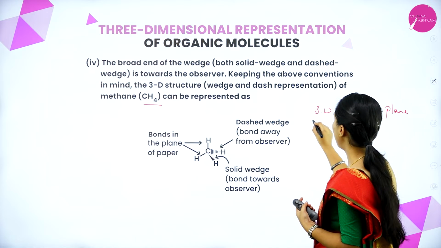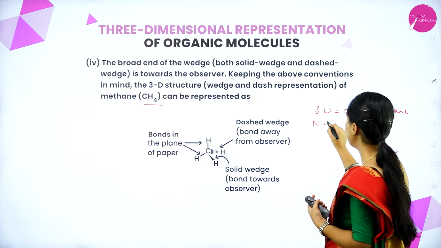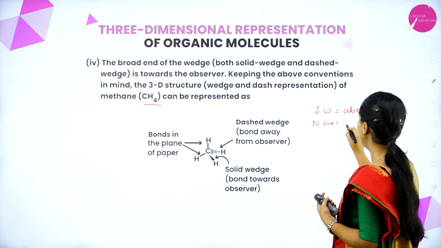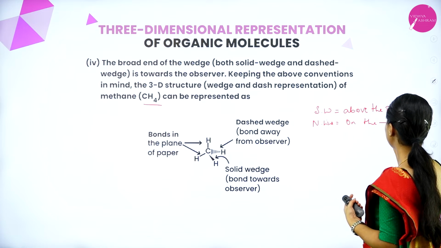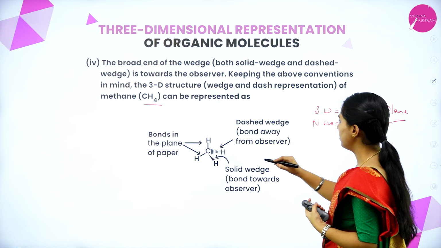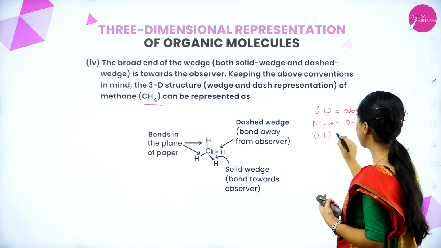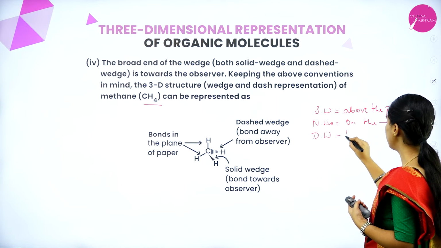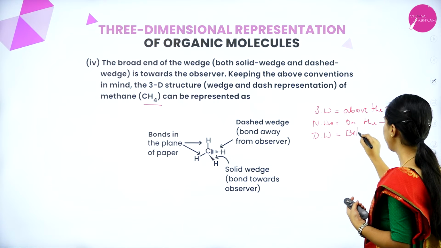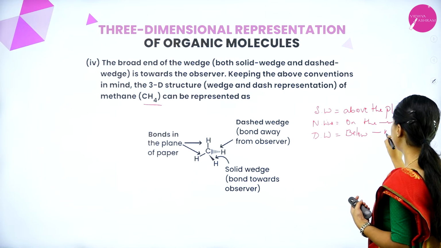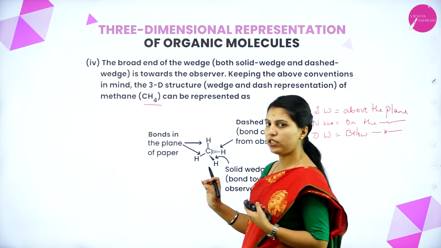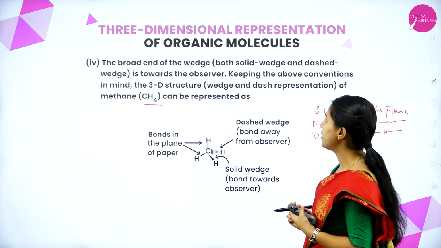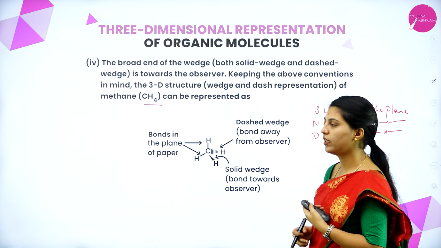Okay. Normal lines are on the plane, and this is what? Dashed wedge or lines are below the plane. Okay. These are the three conventions of the three-dimensional representation of organic molecules.